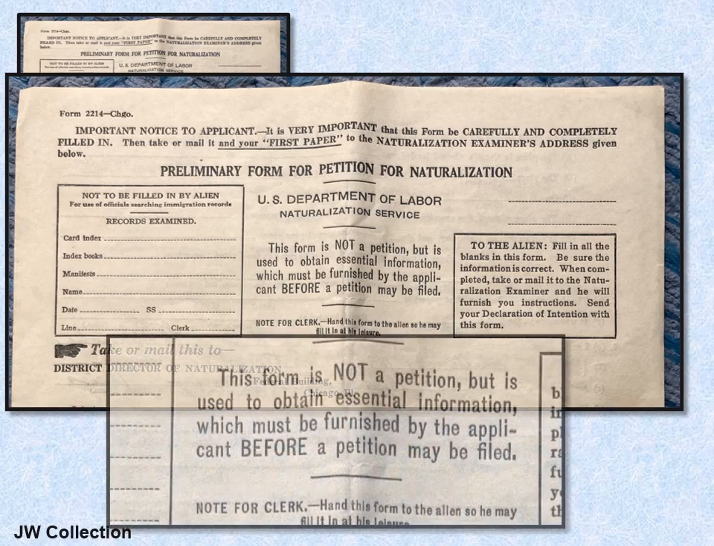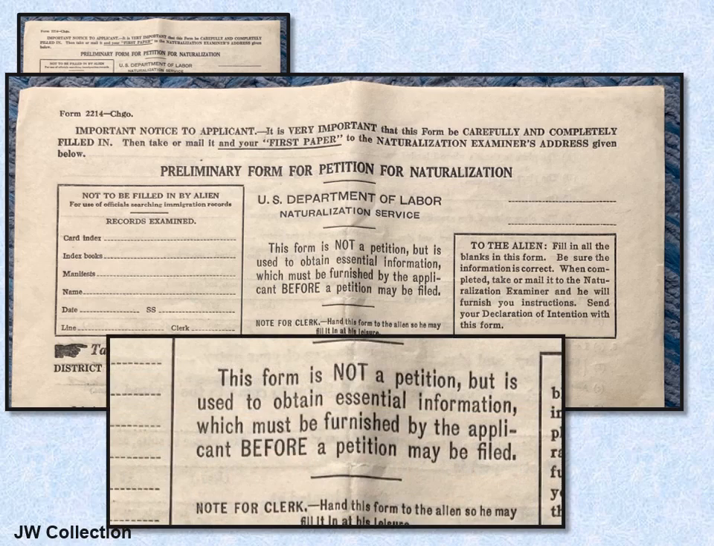It also warns you that this form is not the final petition, but is used to obtain essential information which must be furnished by the applicant before a petition may be filed. I think it's a little ambiguous. I think that should read, this form is not a petition, but is used to obtain essential information before a petition may be filed, because this will be sent out to the port for them to check the actual manifests.